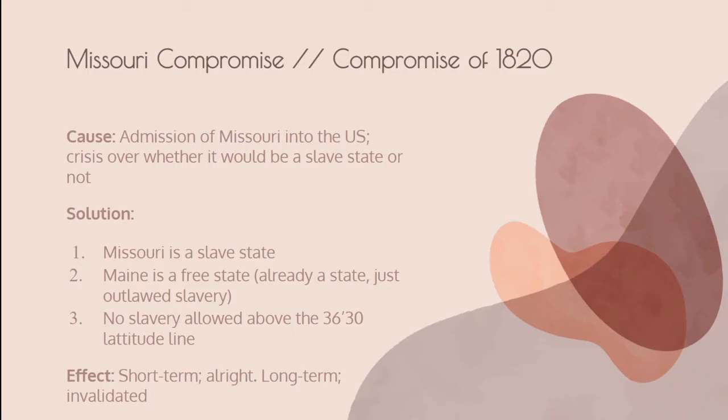The solution to this was to make this compromise. The first part was Missouri would be a slave state, and the second part was Maine would be a free state. It was already a state, they just made it so slavery was outlawed.